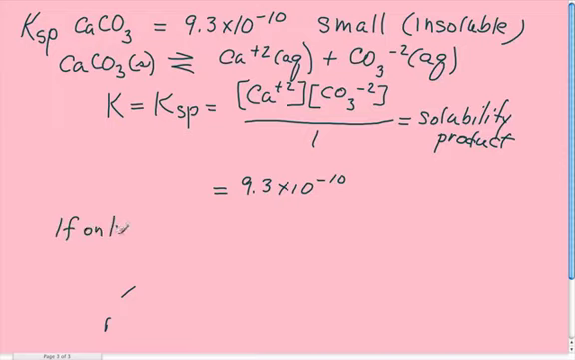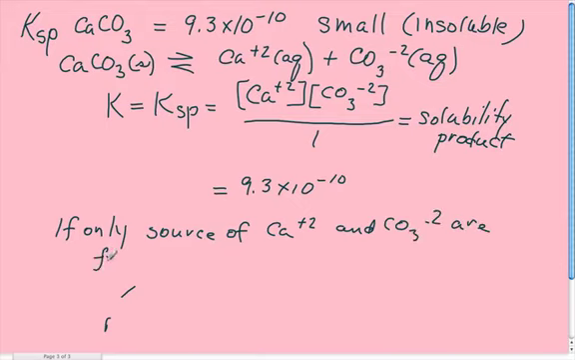If the only source of calcium plus 2 and the carbonate anion is calcium carbonate redissolving, then the calcium ion concentration and the carbonate anion concentration are equal. And that's what I'm going to say.